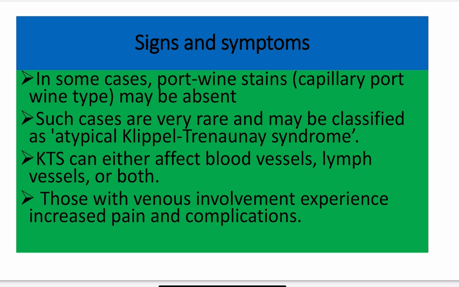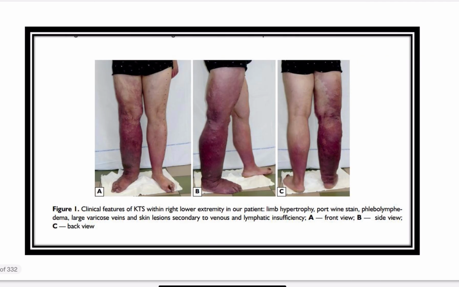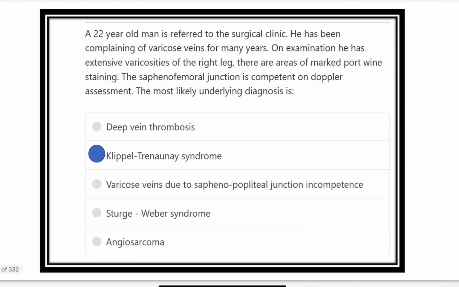In some cases port wine stains may be absent. In some cases the port wine stain is not present, and these are known as atypical Klippel-Trenaunay syndrome. These images show the different areas of the leg in Klippel-Trenaunay syndrome with port wine staining. Here, first of all, this is the front view, this is the lateral view, and this is the posterior view. So what is our diagnosis? Our diagnosis is Klippel-Trenaunay syndrome.